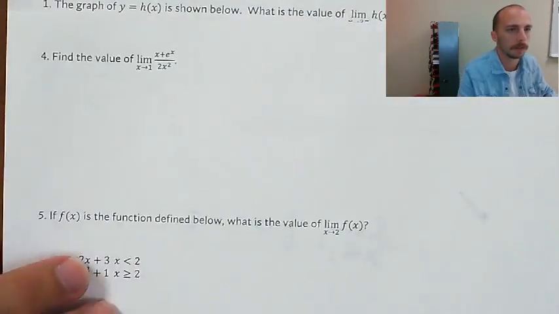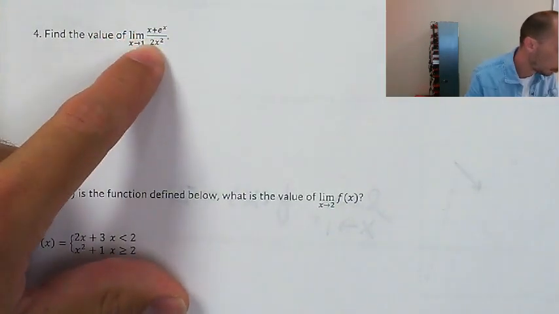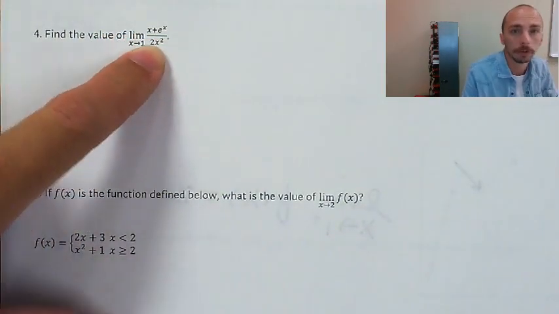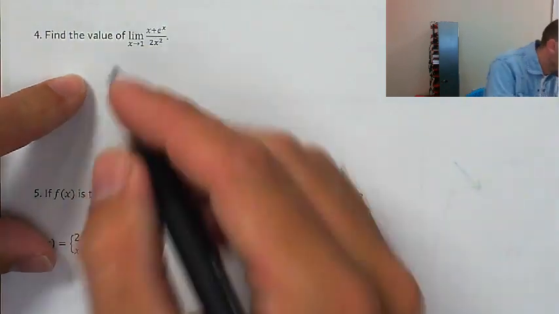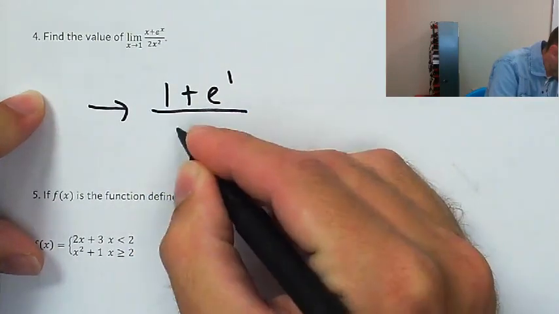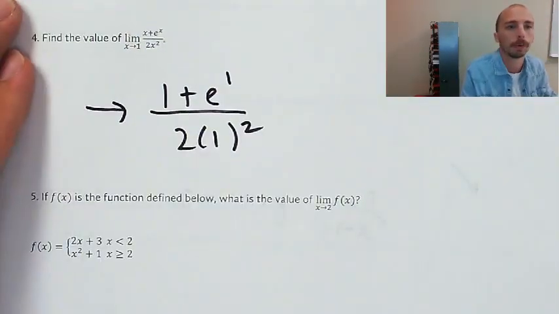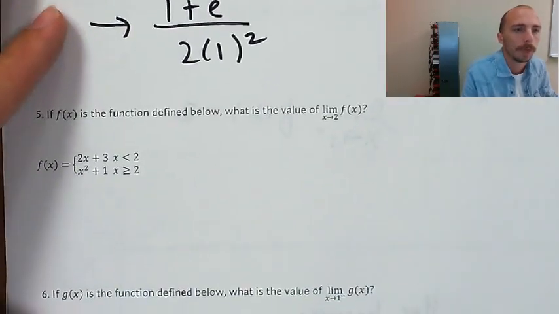All right, 4. The limit as x approaches 1 of (1 plus e to the x) over 2x squared. Well, we should always try to just plug in a limit. I think this one's going to work out fine. This is going to go to 1 plus e to the first power divided by 2 times 1 to the second power. That's a number. That's a safe place for us to stop. We're going to stop there and move on.